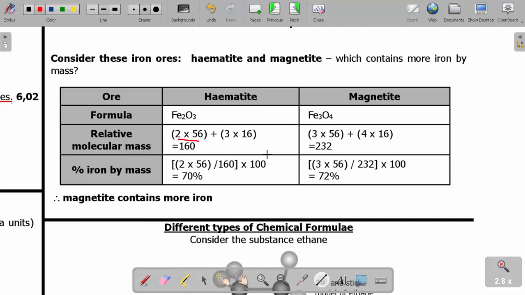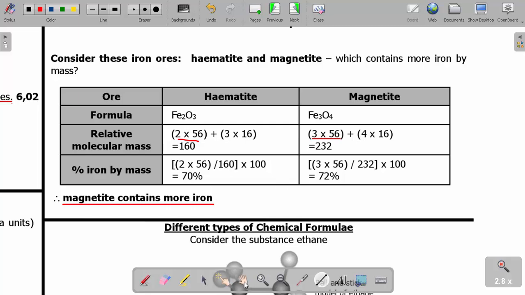Okay. And then what about for magnetite? It is 3 times 56. Okay. So what we do, we divide this one over 160 then times 100, which gives us 70%, which means hematite contains 70% of the iron by mass. Okay. And then magnetite contains what? 72% of iron by mass. So our answer could be what? Magnetite contains more iron. Don't forget the question was asking which one contains more iron by mass. So it is magnetite, this one here, because I've got 72%, which is higher than the 70%.